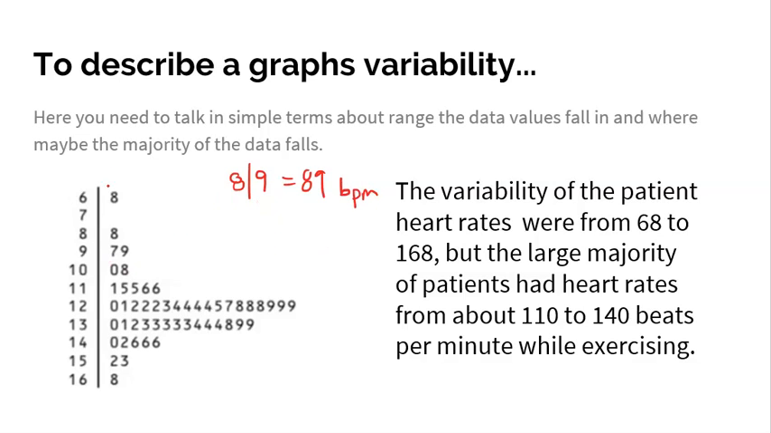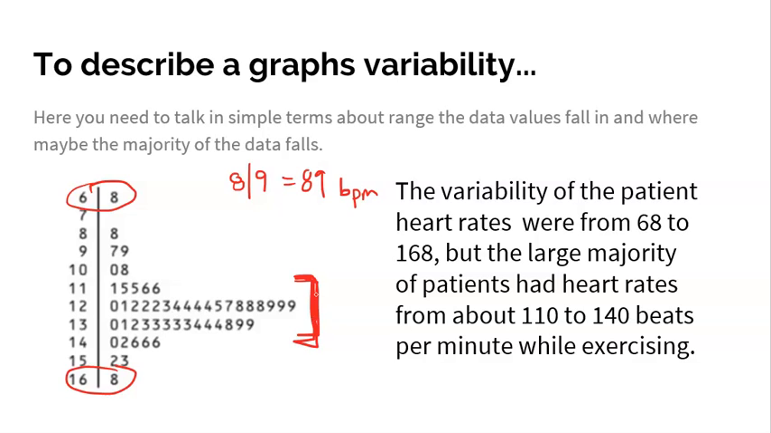So the first thing I noticed is that the data ranged from a low heart rate of 68 to a max heart rate of 168 while exercising. But the other thing I noticed is that an enormous chunk of patients were somewhere around 110 to 140. 110 to 140 is where a huge chunk of people fell.